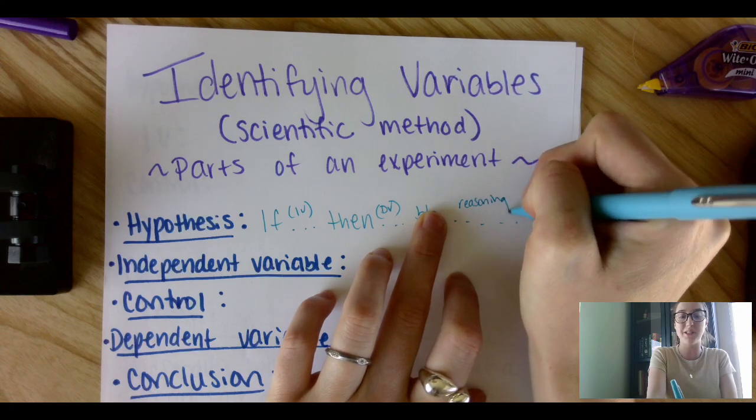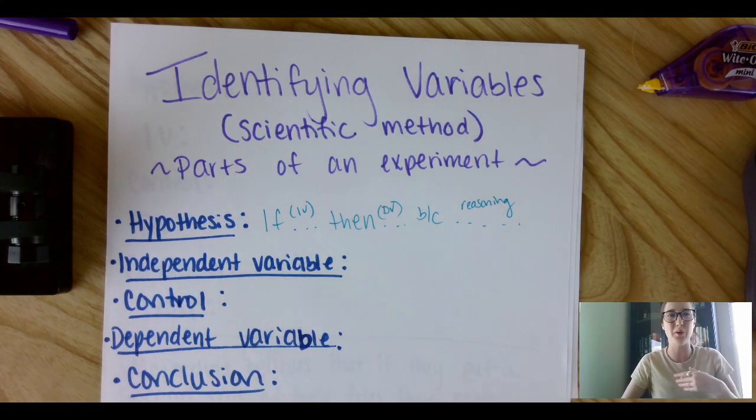And your reasoning needs to make sense. It shouldn't be because I think so, or because I've done it before, or because that just is the way it is. You need to actually think beyond that and think of a good scientific reasoning on why you think that's going to happen in your experiment.